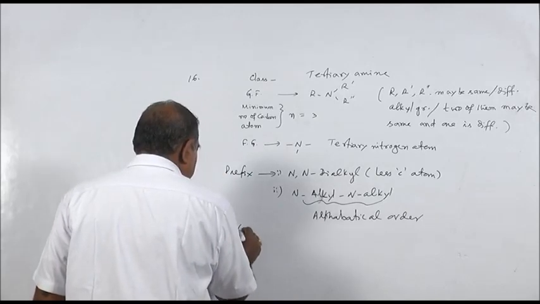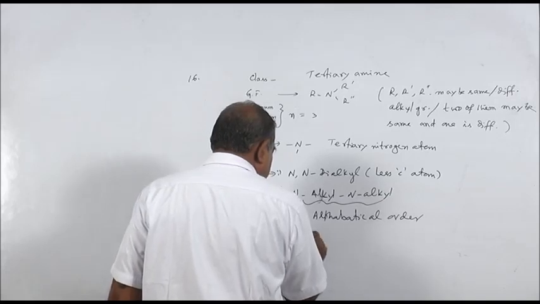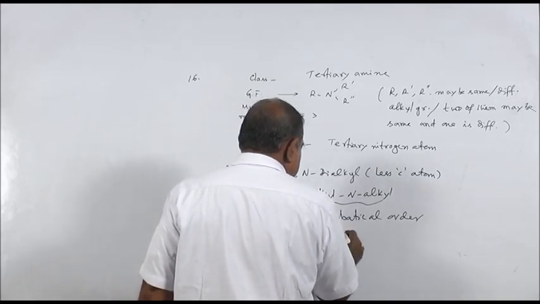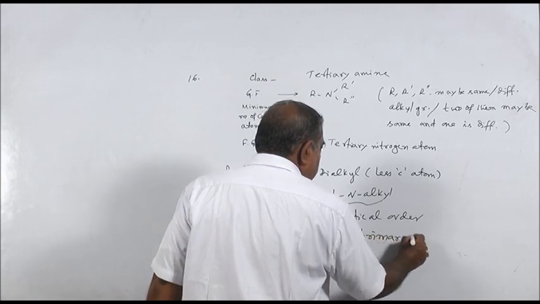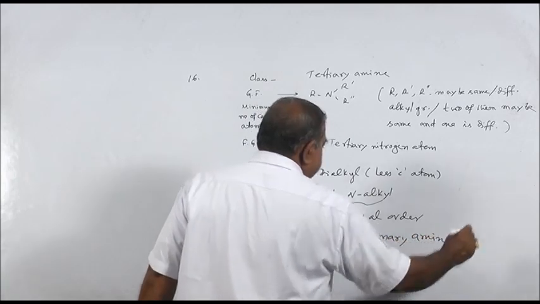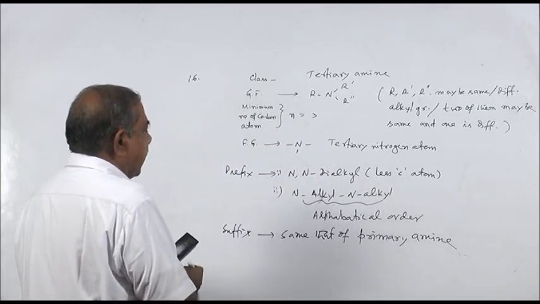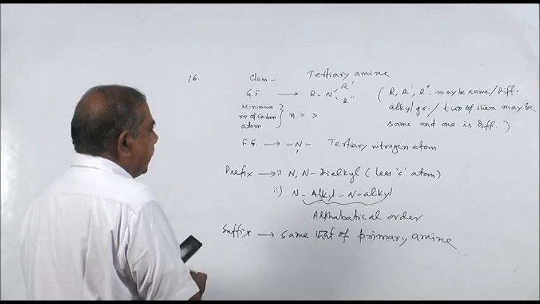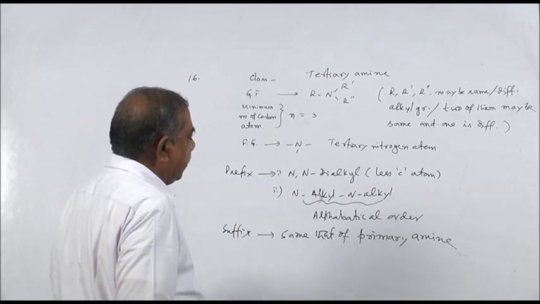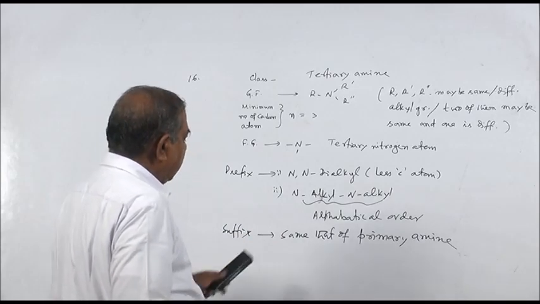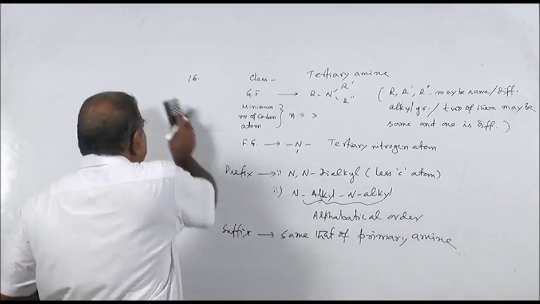The suffix is the same as that of primary amine. So there can be 2 types of prefixes, either N,N-dialkyl, when fewer carbon atoms, or here also N-alkyl in alphabetical order. The greater number of carbon atoms will be as per the name of the primary amine.